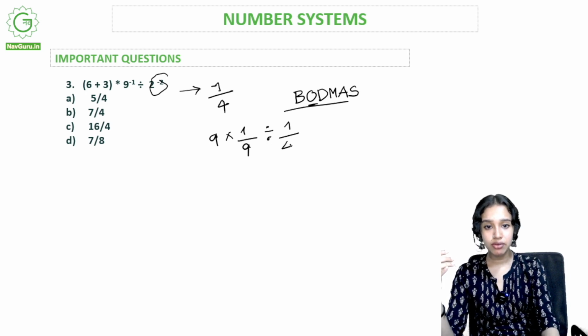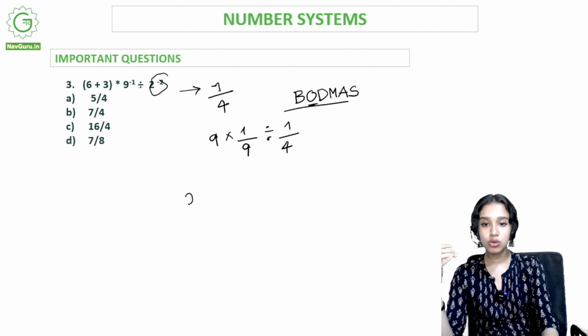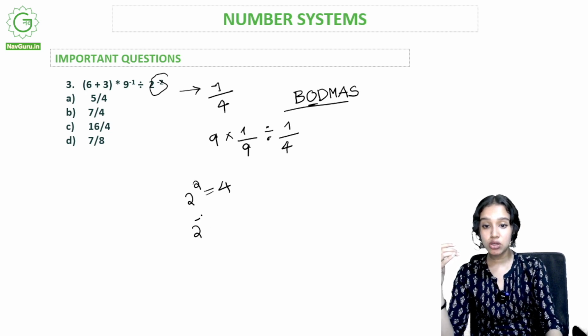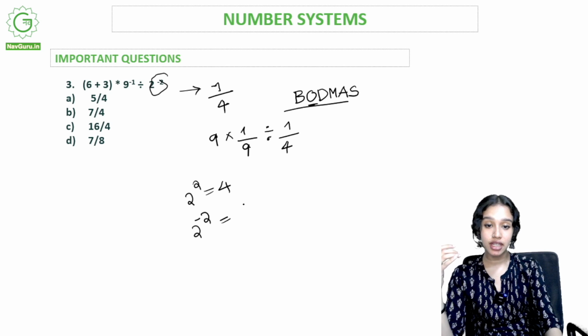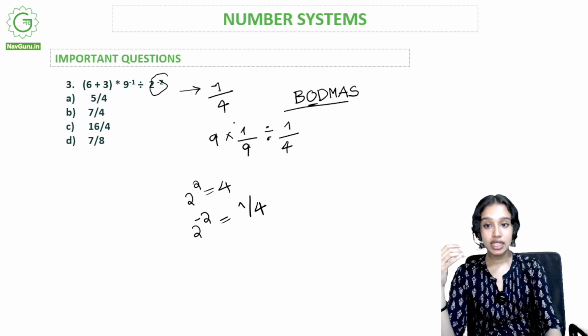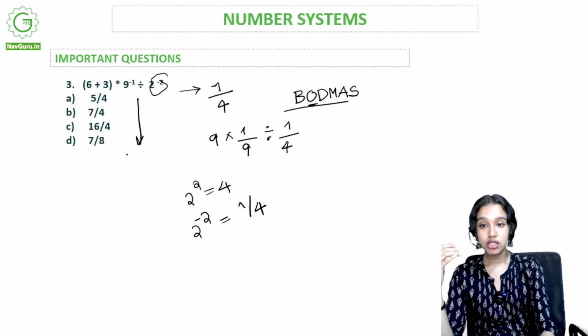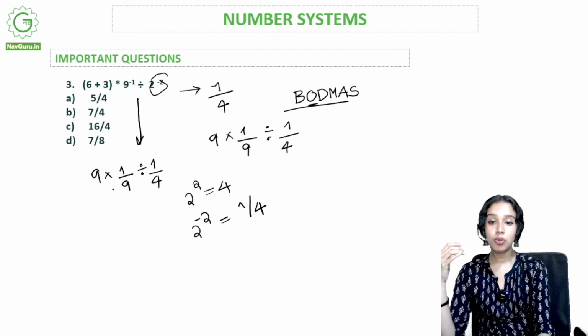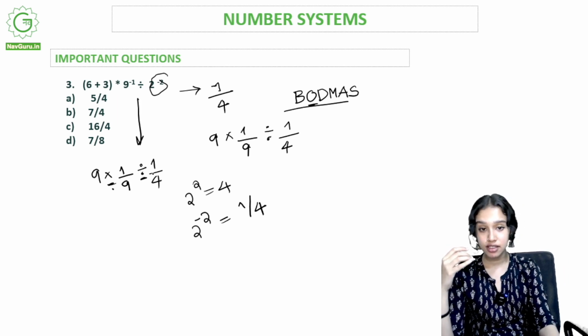So this is 1 by 4, because 2 square is 4. But if 2 is raised to 2 in a negative way, it means that it's 1 by 4. So we reached from here till the point 9 into 1 by 9 divided by 1 by 4. So which operation, multiplication or division, should we do next?